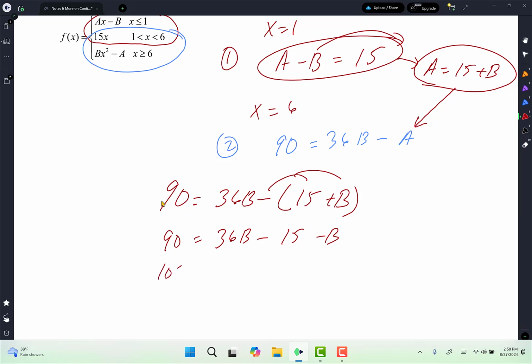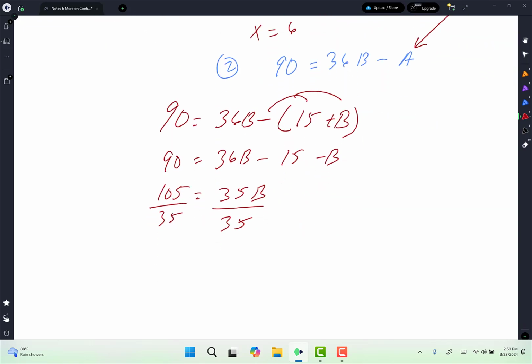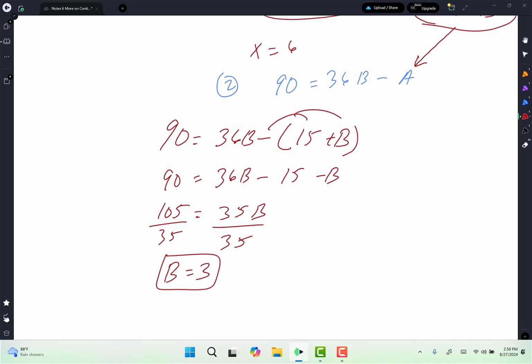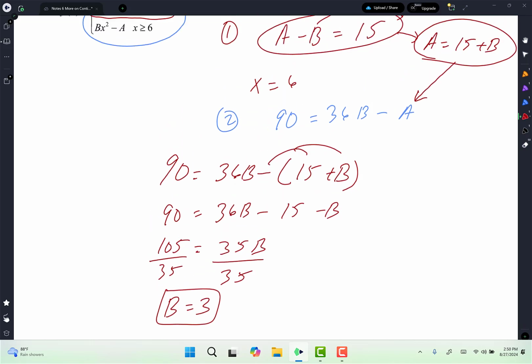Yep. b equals 3. Now that I know that b equals 3, I'm going to plug that value in right there. A equals 15 plus 3. 15, 16, 17, 18. 18.